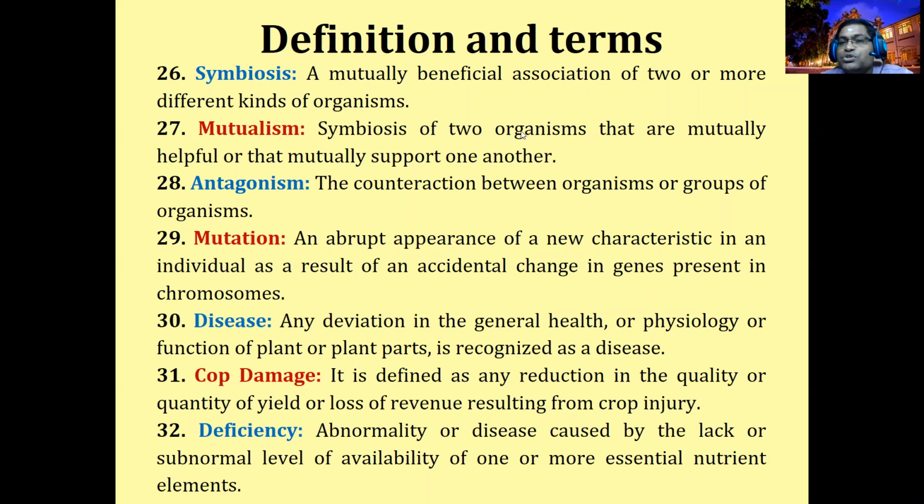That's what you see: symbiosis of 2 organisms that are mutually helpful. One gives, another gives, takes. It is a mutually beneficial association of 2 or more different kinds of organisms living together because they need it for survival. In this one we studied rhizobium in leguminous crops. In mutualism, we study some crops with arbuscular mycorrhiza. Antagonism means counter reaction of an organism or group of organisms. We call it antagonism. With Trichoderma, one organism will not allow the growth of the other organism. We call it antagonism.